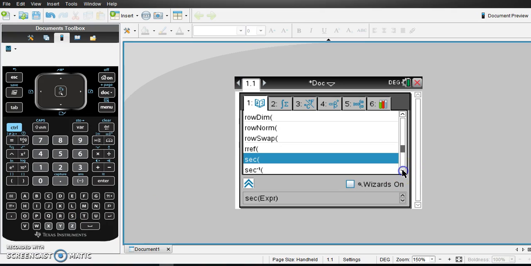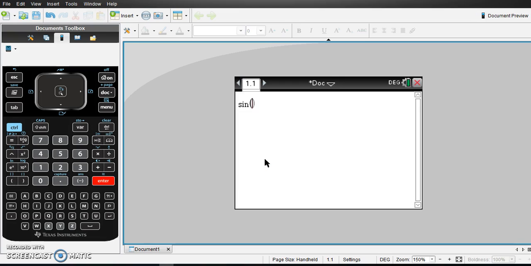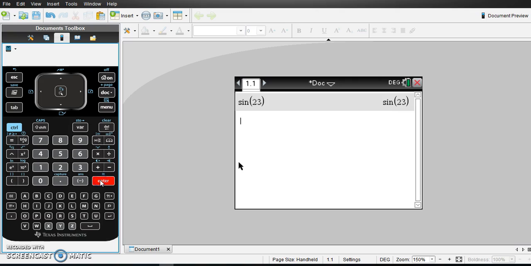So say I wanted a sine function, I'd press S and then I'd go round until I saw sine, then I'd press enter. And then I can say the sine of, let's say, 23 degrees. And if I press enter, of course, it just returns sine of 23. If I press control and enter, it gives me that approximated as a decimal.